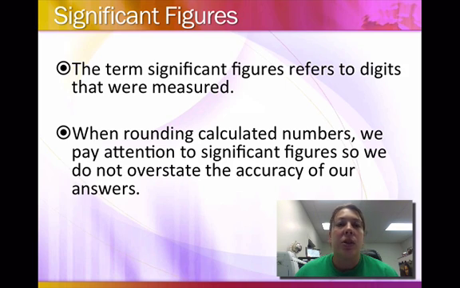Say our volume was 25 milliliters. We can't say it was 25.000 milliliters because that's not how precise our equipment was. We need to pay attention so that people know how accurate the equipment was that we were using.